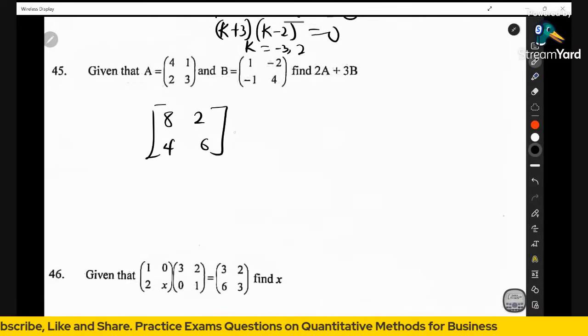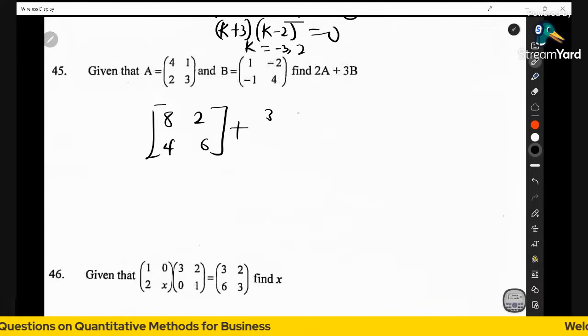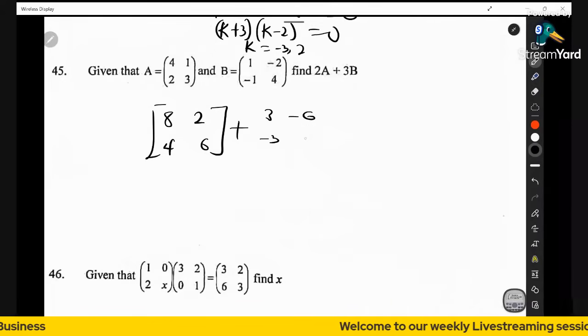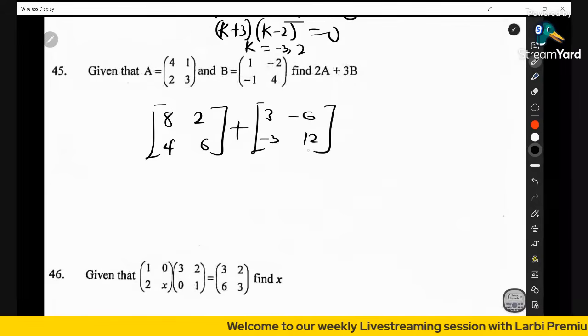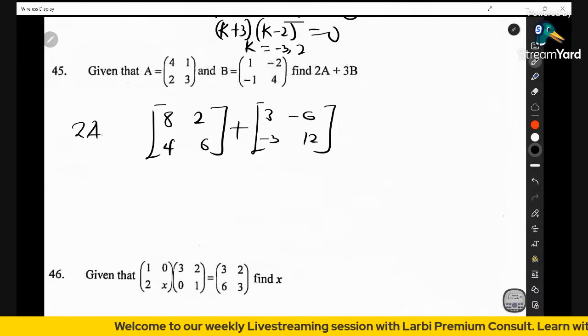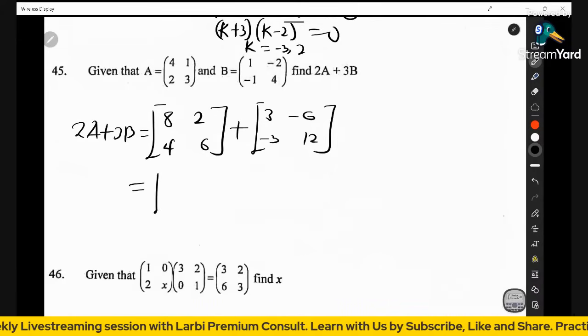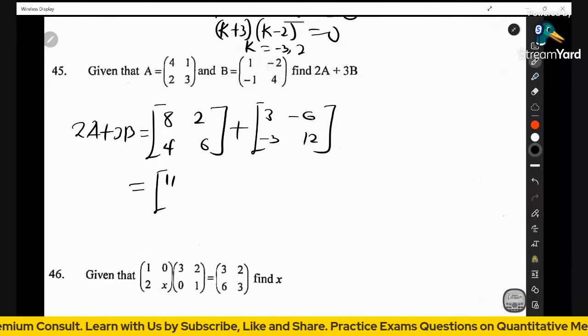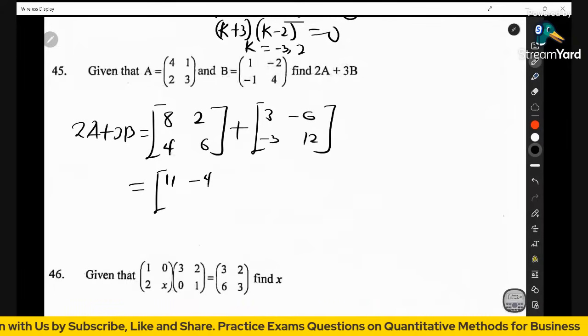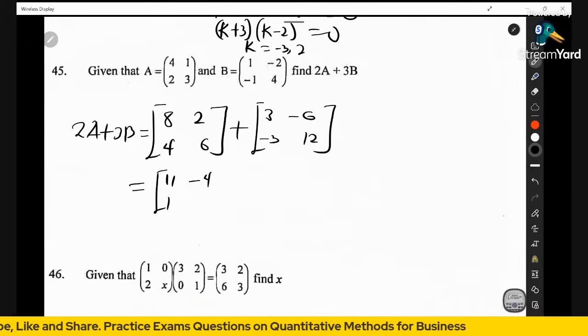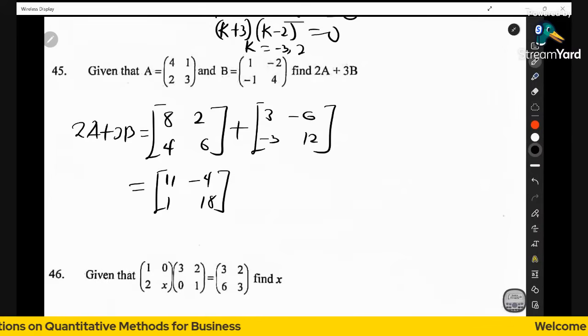Then we say plus. 3 multiplying 1, we get 3. 3 multiplying negative 2, we get negative 6. 3 multiplying negative 1, we get negative 3. 3 multiplying 4, we get 12. Once you're able to get this, that is the 2A plus 3B approach. Just add the corresponding entries. So 8 plus 3, you get 11. 2 plus negative 6, you get negative 4. 4 plus negative 3, you get 1. And 6 plus 12, you get 18. And you are done.